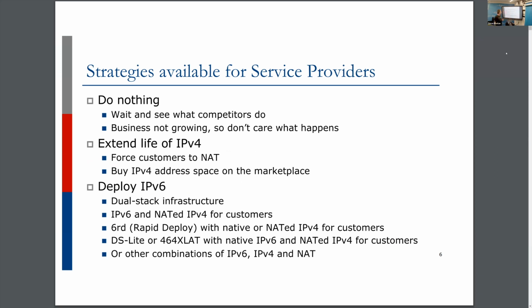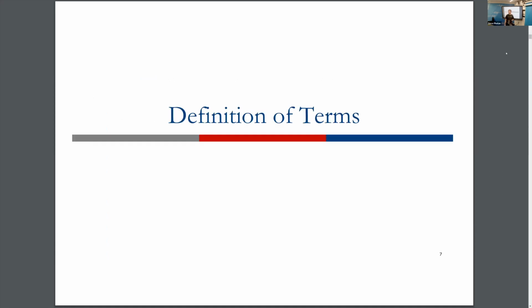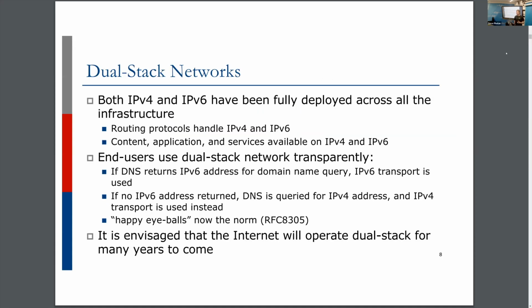You can do dual stack. You can do some sort of IPv6 and NAT v4. You could do some other sort of transition mechanism, or you could do any combination of that. So a dual stack network is a network that has both IPv4 and v6. All of our routing protocols are handled in v4 and v6, and all of our content and applications are currently available on v4 and v6.